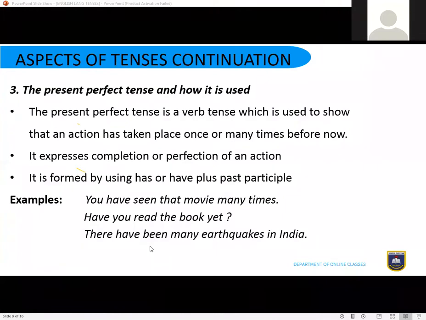And you can see, we can say that, have you read the book yet? And you can see the have moving with the past participle form of the verb, which is what? Read.